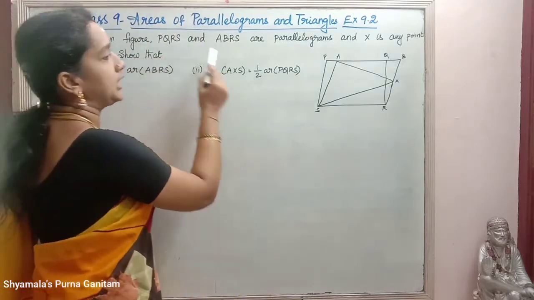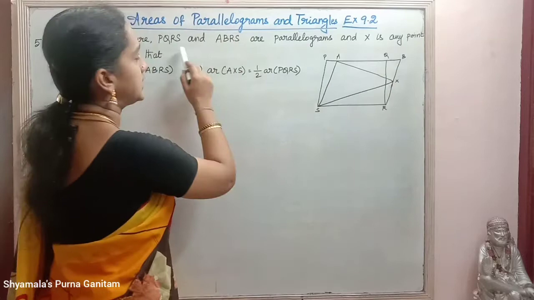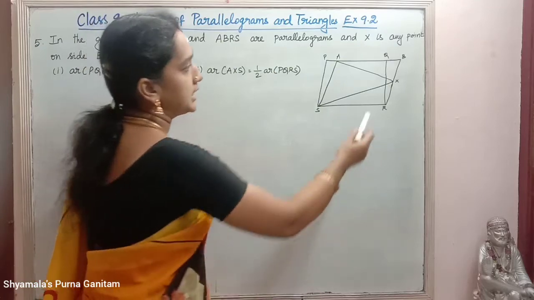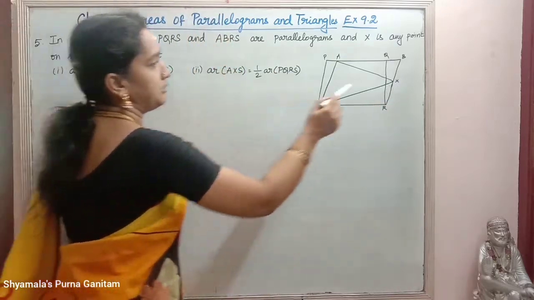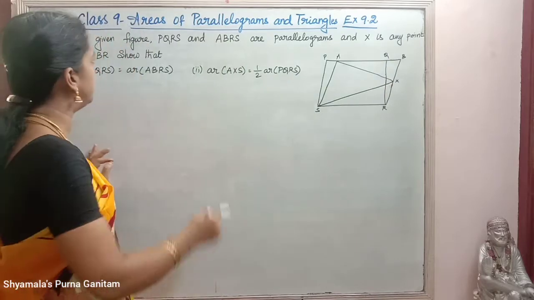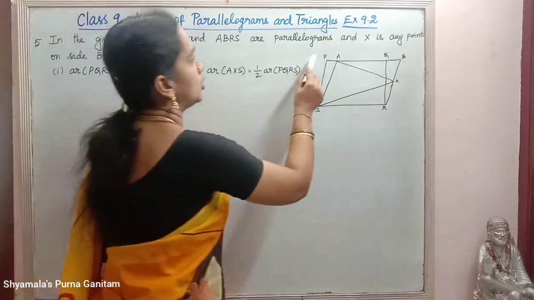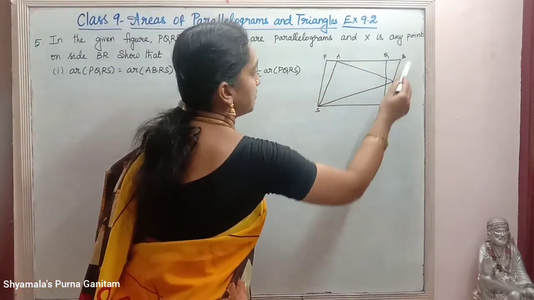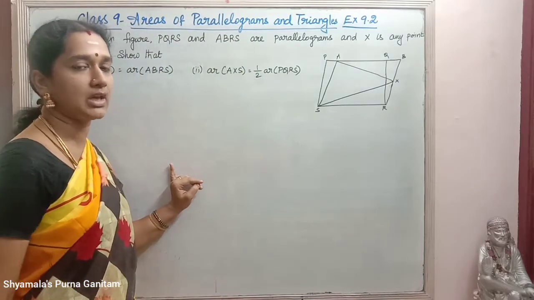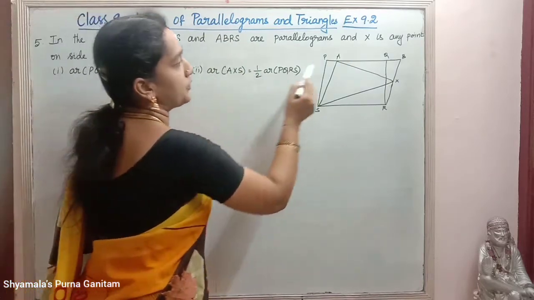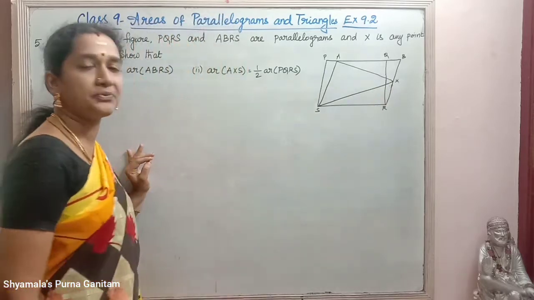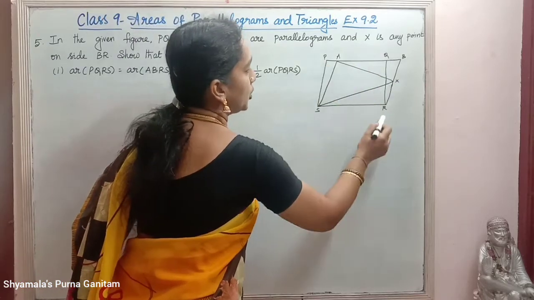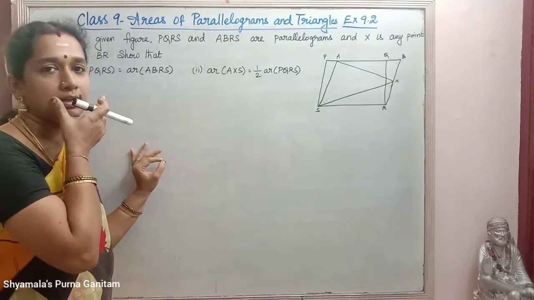In the given figure, PQRS and ABRS are parallelograms and X is any point on the side BR. Show that area of PQRS is equal to area of ABRS. So this is the first thing we are asked to prove. Then the next one is area of AXS is equal to half the area of PQRS. So these are the two things we are asked to prove.